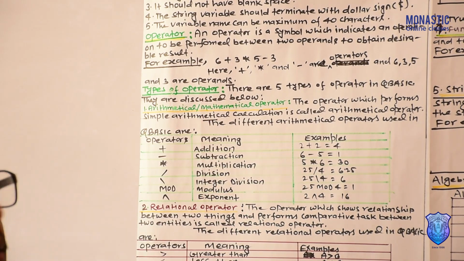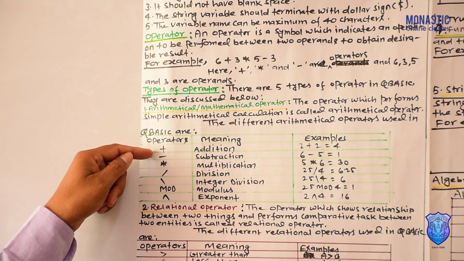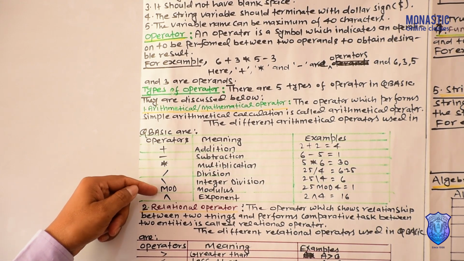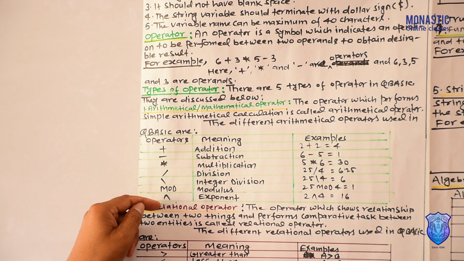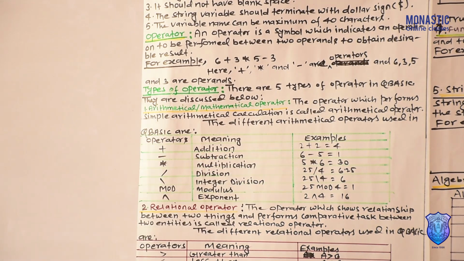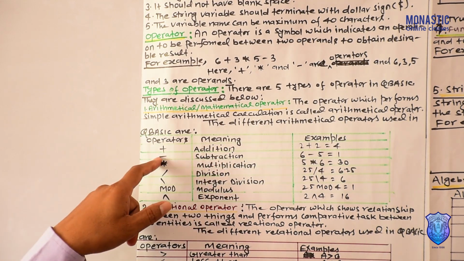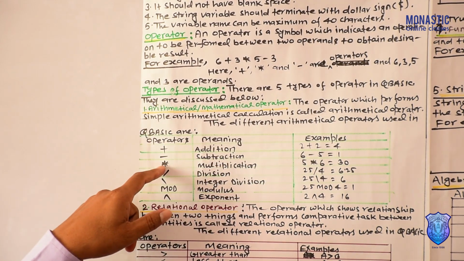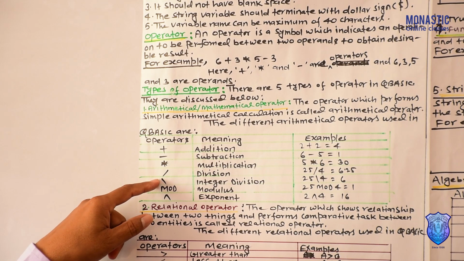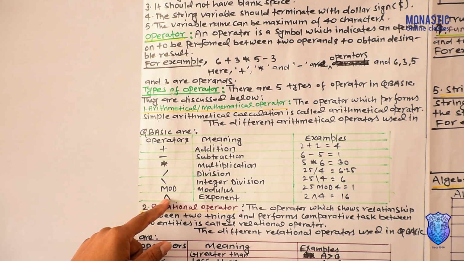In QBASIC, the different arithmetical operators are plus, minus, asterisk, division, integer division, mod, caret or exponent, etc. Now see their meaning and their example. Plus means addition. Minus means subtraction. Asterisk means multiplication. This is division. This is integer division. This is modulus. And this is caret or exponent.